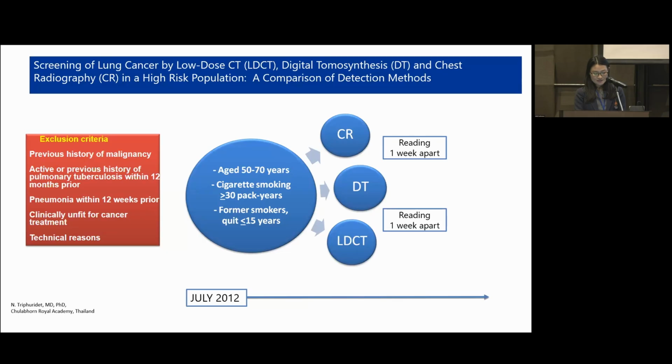And the cigarette smokers and former smokers are the same as in our LST. Our exclusion criteria: we exclude active TB within 1 year and pneumonia infection within the recent 12 weeks. Participants will undergo chest X-ray and digital tomosynthesis on the same day.